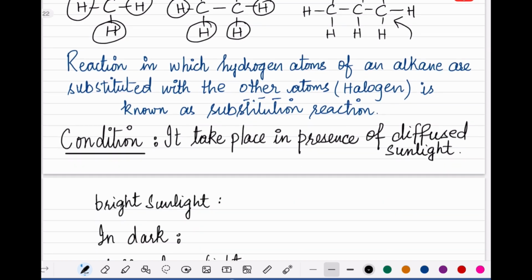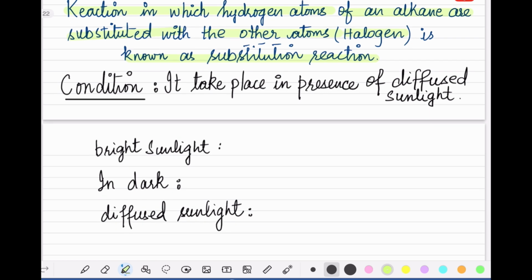What is the definition of substitution reaction? A reaction in which hydrogen atoms of an alkane are substituted with other atoms, for example halogens, is known as a substitution reaction. What is the condition for the substitution reaction? It takes place in the presence of diffused sunlight. Diffused means not the direct sunlight.